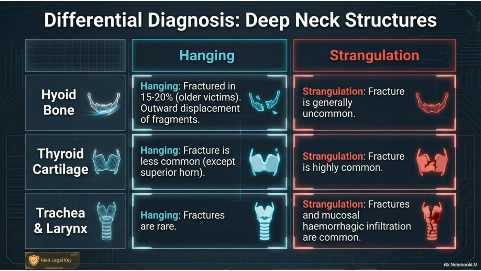Comparing deep neck structures, the hyoid bone fractures are less common in hanging and rarely seen in strangulation. However, thyroid cartilage fractures are highly common in strangulation, but less so in hanging. Trachea and larynx fractures are rare in hanging, but common in strangulation.